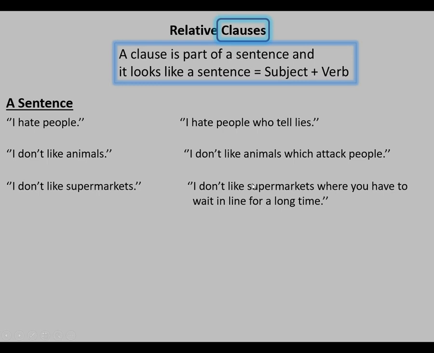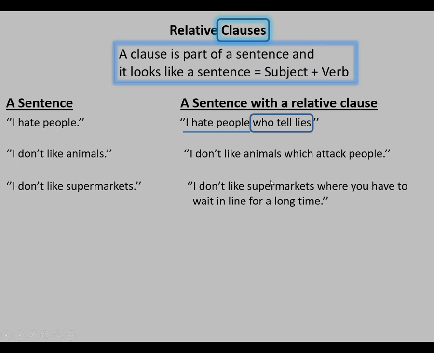So these three are examples of sentences, and these three are examples of sentences with a relative clause. I hate people, that's a sentence. Who tell lies is a relative clause. I don't like animals is a sentence. Which attack people is a relative clause. So this is a sentence with a relative clause.